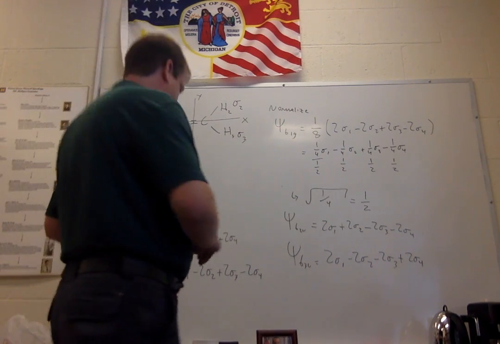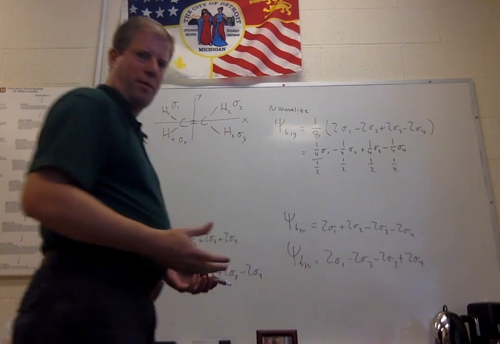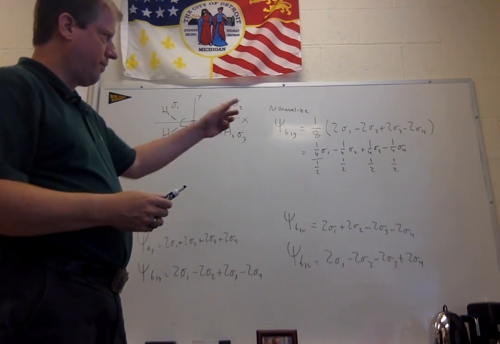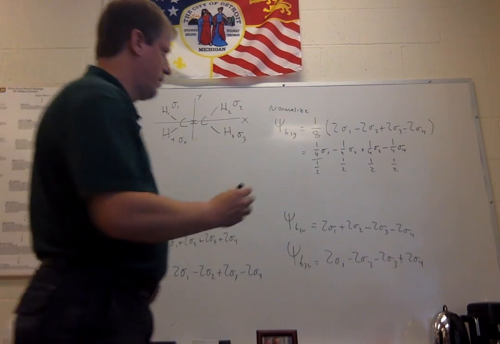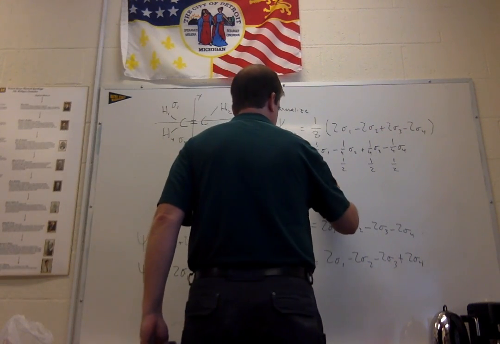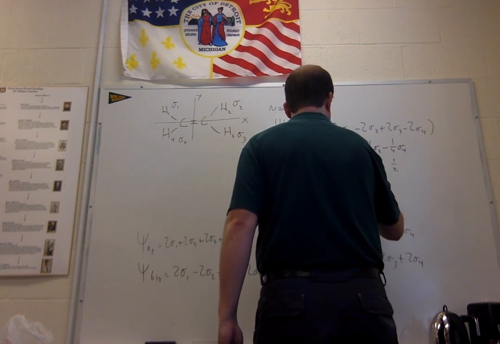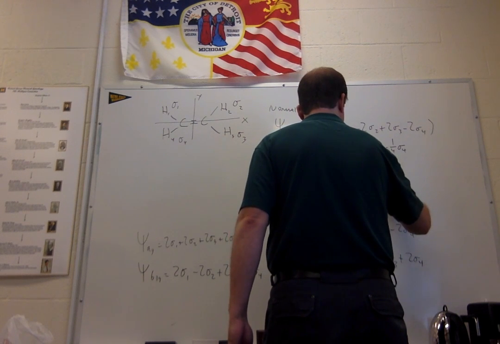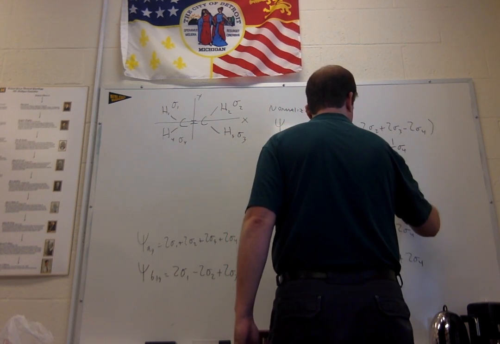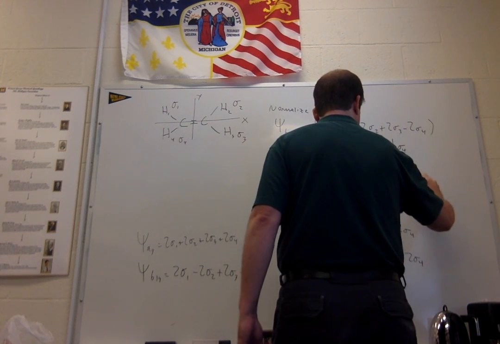So what do we get out of there? Remember this from 5th grade, something like that? A over B over C over D. That gives you 2/4 sigma 1, 2/4 sigma 2 minus 2/4 sigma 3, and 2/4 sigma 4.